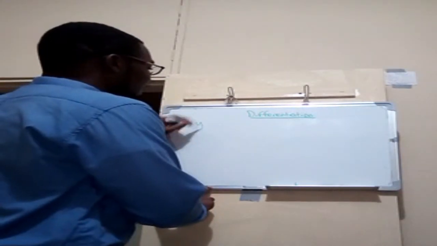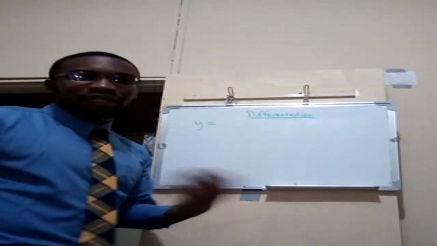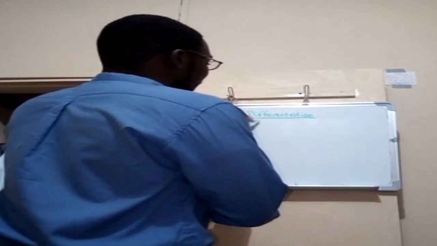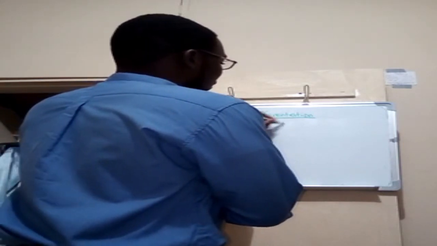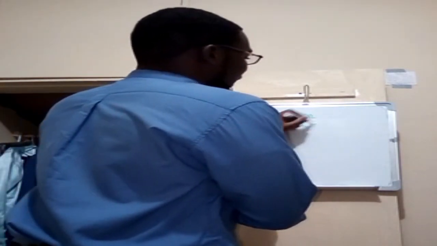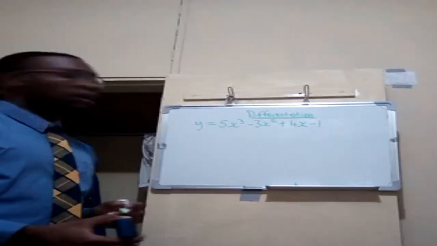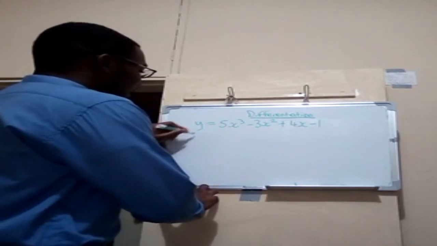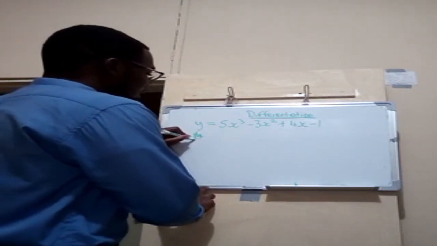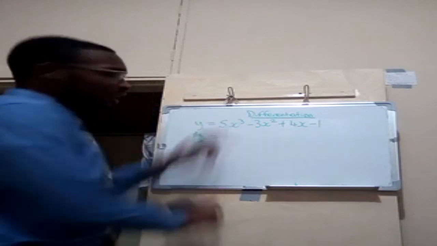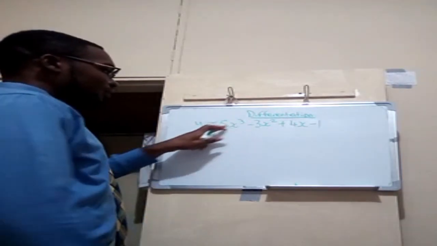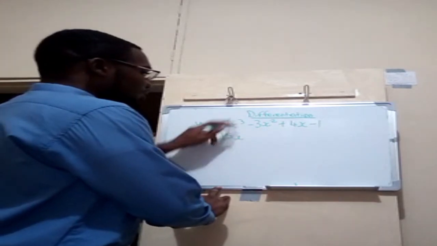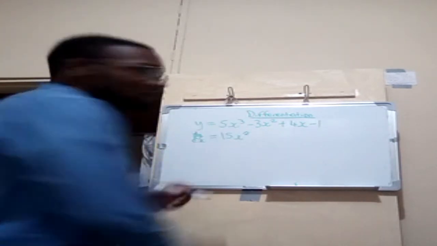Let's say y is equal to 5x cubed minus 3x squared plus 4x minus 1. That is y. So in order to find the gradient right here, then dy by dx is equal to, we carry down the power, so bring down 3, times it by 5, that becomes 15. Then we subtract 1 from the power, that becomes 2.